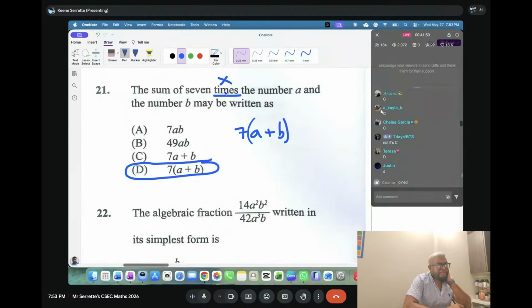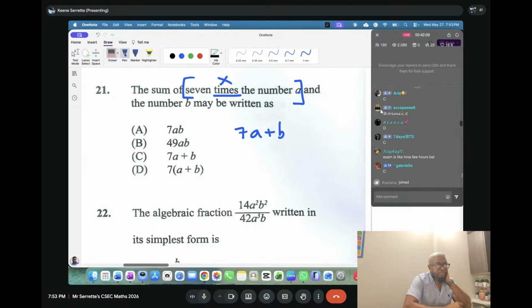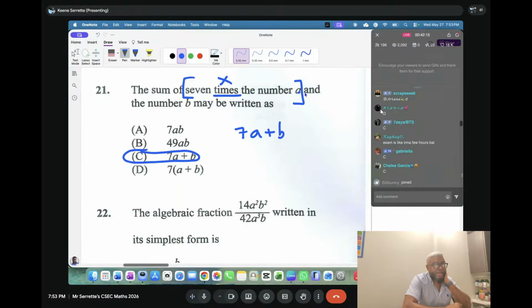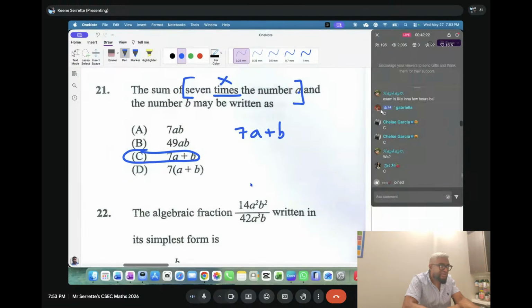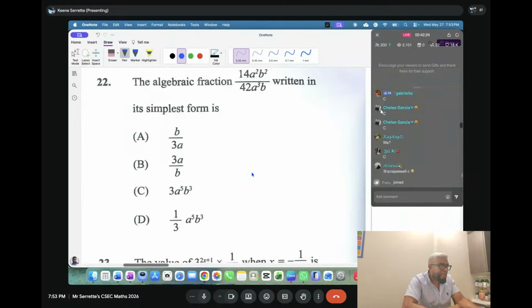The sum of seven times a number A. Watch. Seven times a number A. So it's seven times a number A and the number B. So this is one part, and then you add B, right? Proper. Okay? It's the sum of seven times a number A and the number B. TikTok, excellent. I see you all belting out answers real brisk. Let me go.